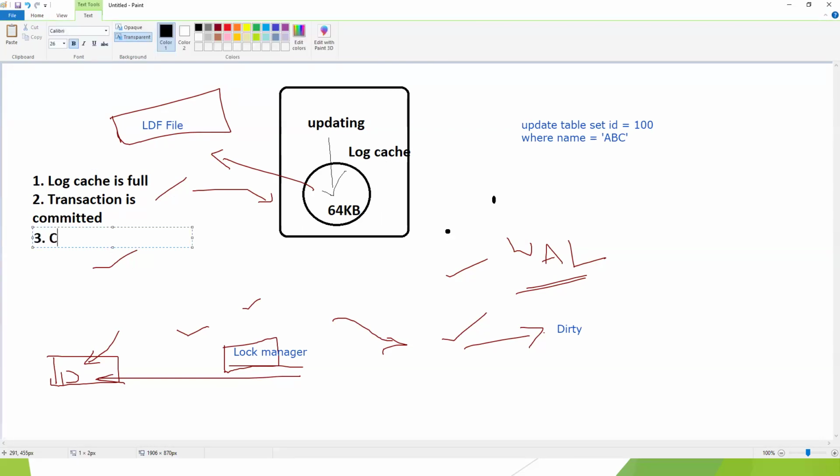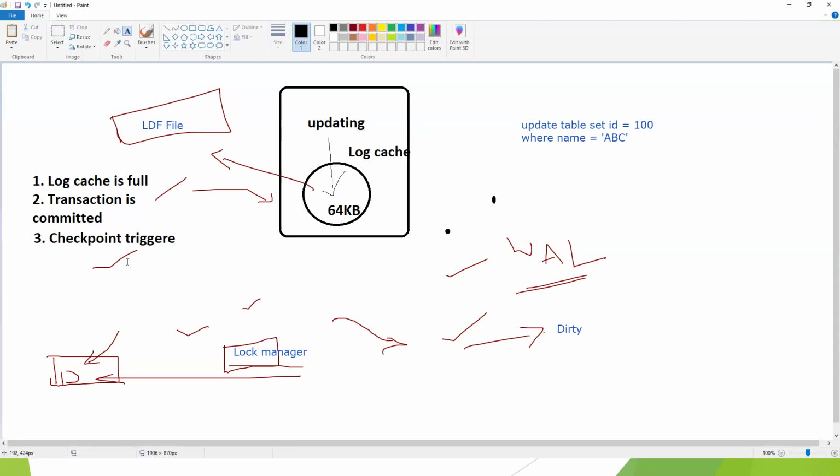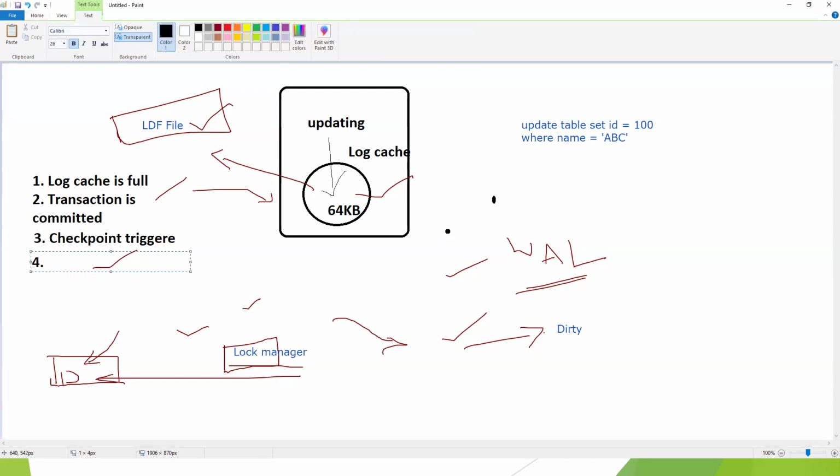Third one, if a checkpoint is triggered. I will talk about the checkpoint later. If the checkpoint is triggered, whatever data is available in the log cache will be flushed to the transaction log file. A few other conditions, for example, SQL is restarted, or suppose a backup happens. Even if you execute a backup command, that executes a checkpoint in the backend, and that flushes the log cache to the transaction log file.